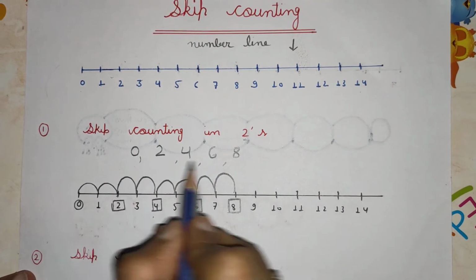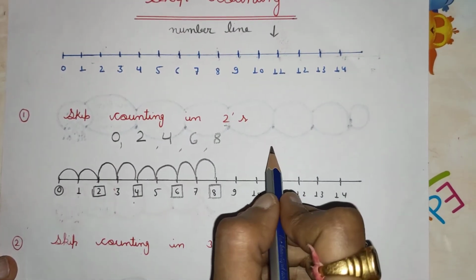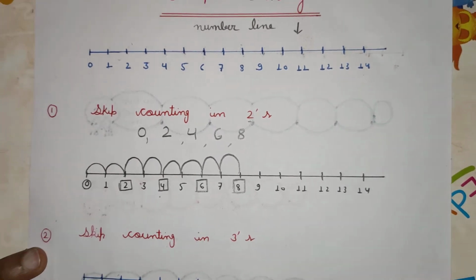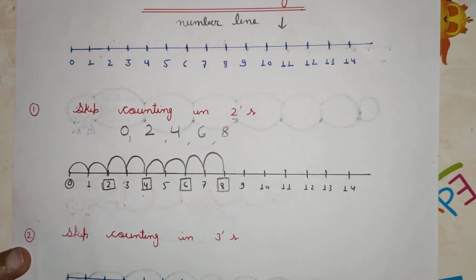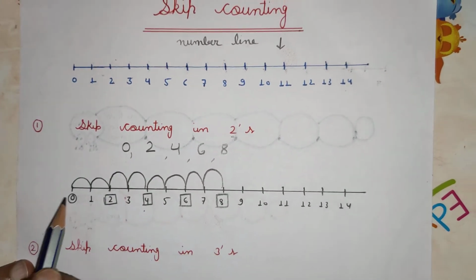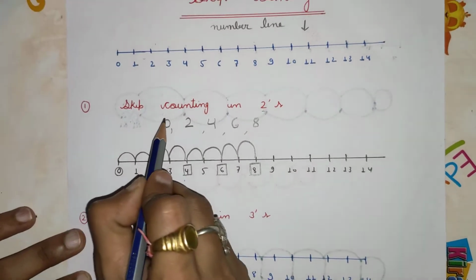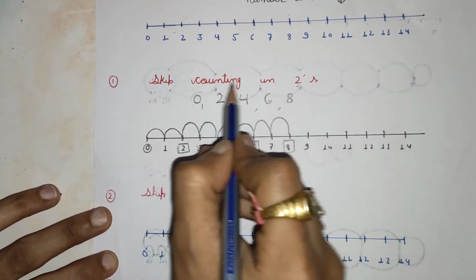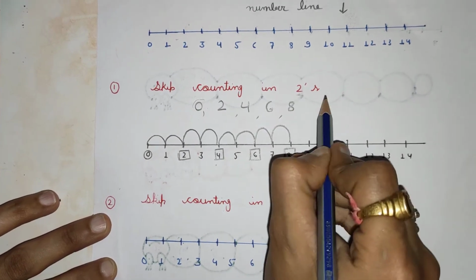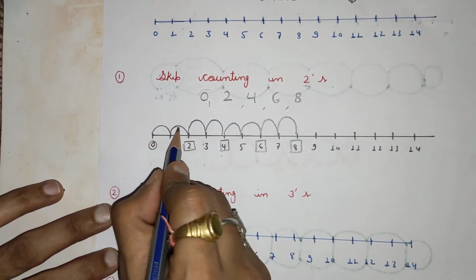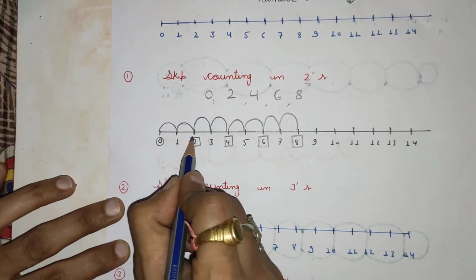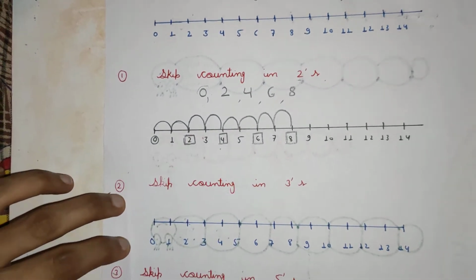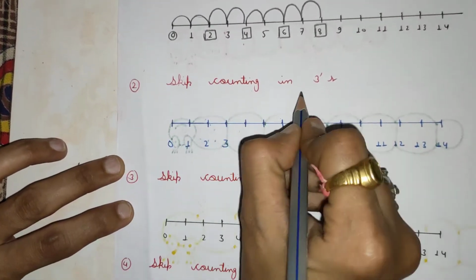The starting and ending point should be given in the question, and according to that you have to find out the answer. I think you all are comfortable with how to perform the task. If the number given is 0 and you have to find the numbers in terms of skip counting, that is 2s, you just draw the numbers like that and you get the answer. Now the second, skip counting in 3s.